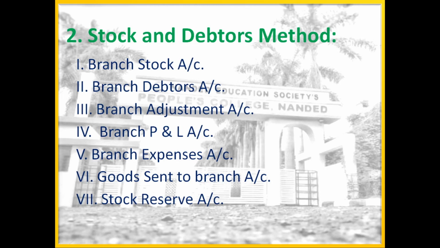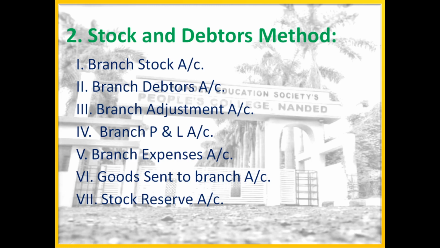Number 5, branch expenses account. Branch expenses paid by the branch or by head office are shown in this account. Bad debts, discount, depreciation, etc. are also entered in this account. The balance of this account is transferred to the branch profit and loss account, thereby closed.